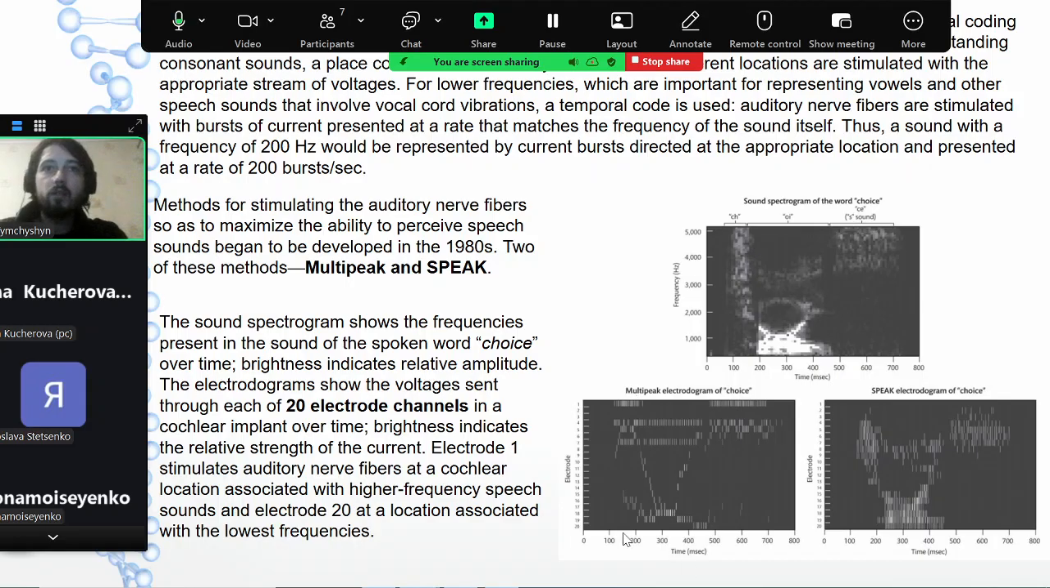So here you see some electrodograms that show the voltages sent through each of the 20 electrode channels. There are only 20 channels, and you might guess that does not restore the full capacity of human hearing, but at least it is able to restore some hearing of speech. We have a pretty narrow window for speech, something like from 1000 to 2000 hertz, and it's pretty good that we are able to restore at least something, and people are able to communicate somehow.